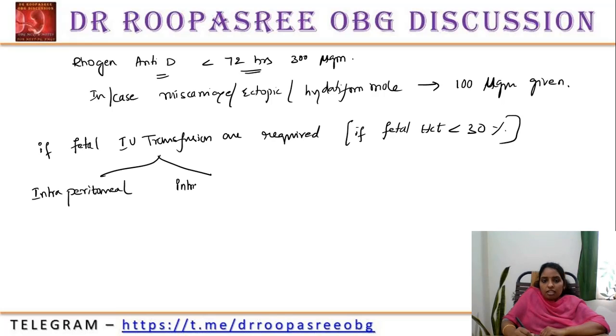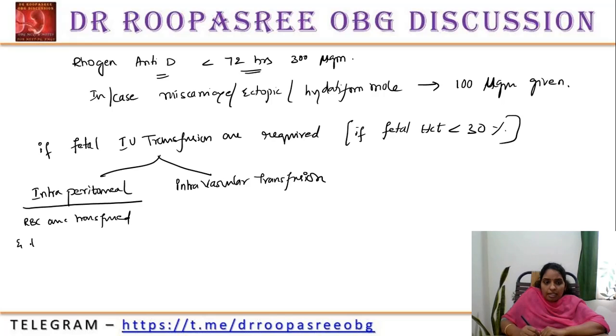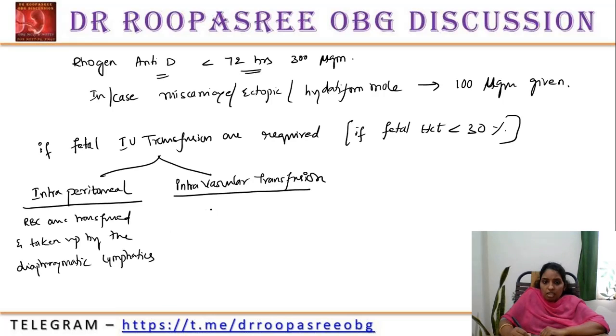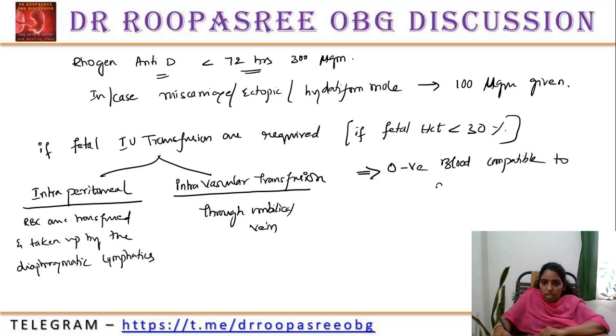Intravascular transfusion. Intraperitoneal means these RBCs are transfused and taken up by the diaphragmatic lymphatics. In case of intravascular, through the umbilical vein. What you have to transfuse? O negative blood compatible to mother and fetus, both. It should be compatible to mother and fetus. Intraperitoneal and intravascular transfusions can be done.